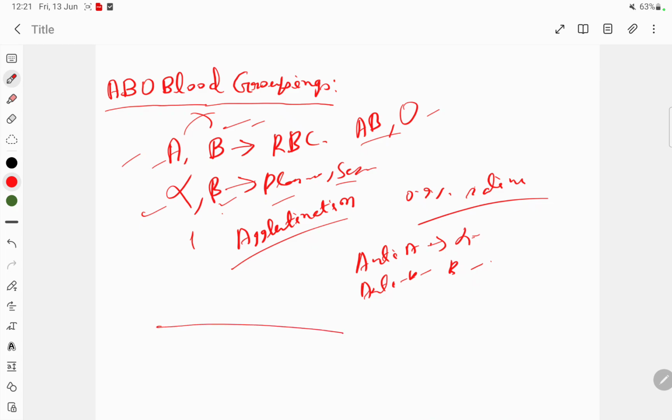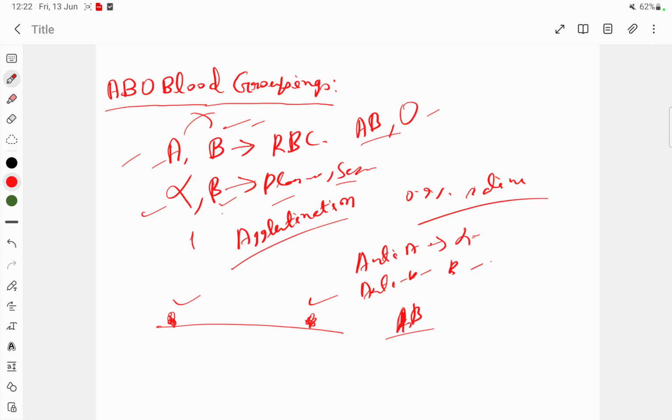Now one slide is taken and one drop of the blood to be tested is placed here, another drop is placed here. Now anti-A serum is given here, anti-B serum is given here. Now if we see agglutination with both anti-A and anti-B, it is group AB because the blood consists of both A and B antigens. That's why the agglutination occurs.